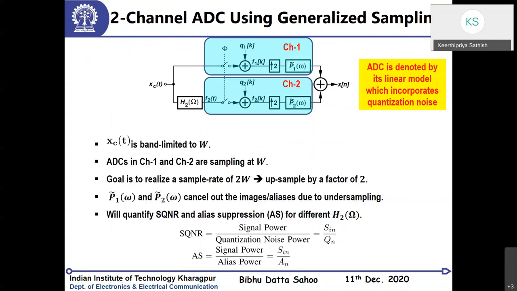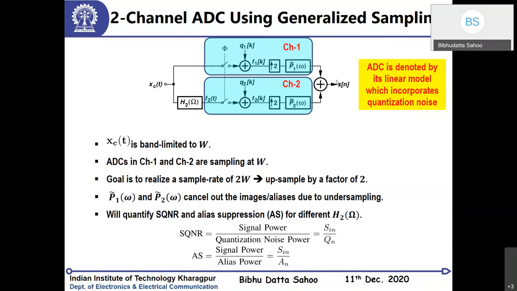So what we have done is the analysis for a two-channel case. For the two-channel, this is what it looks like, and the ADC is modeled by a linear model with quantization noise. The ADCs in channel one and channel two are sampling at W. The goal is to realize a sample rate of twice W, upsampled by a factor of 2. P1(omega) and P2(omega) cancel out the images due to undersampling.